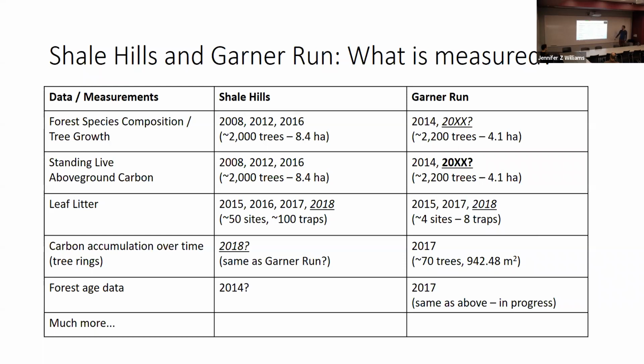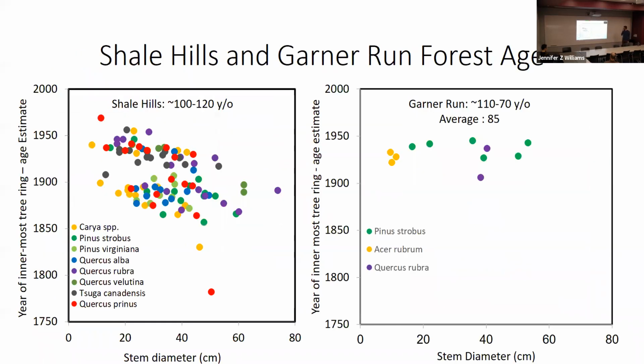We also have forest age data from both Shale Hills and Garner Run, and then many more measurements that a lot of students and DIs have been collecting over all the years. So the first data that I have to share here today is forest age data from Shale Hills and Garner Run. Shale Hills is on the left here, and on our x-axis below, we have stem diameter, and on the y, we have year of establishment.